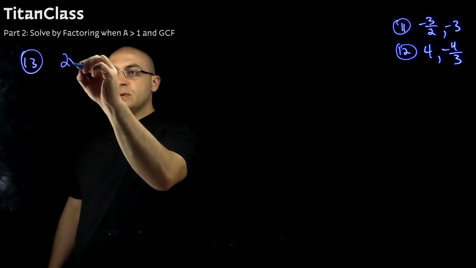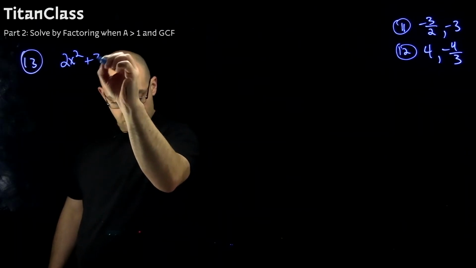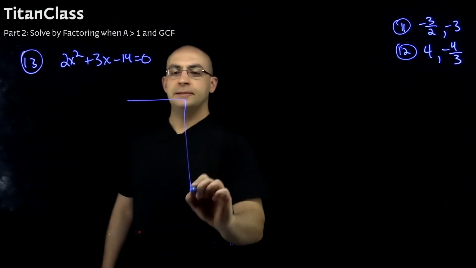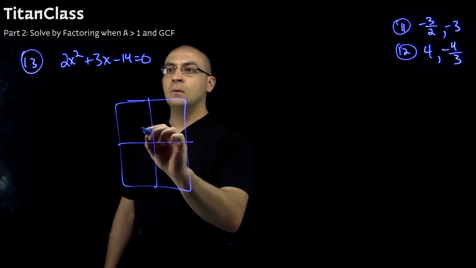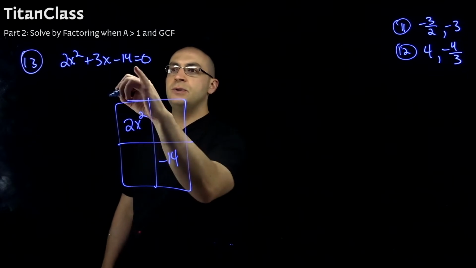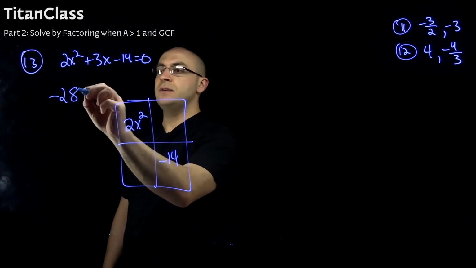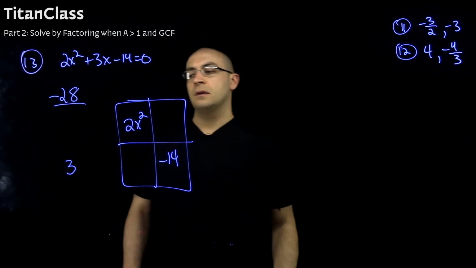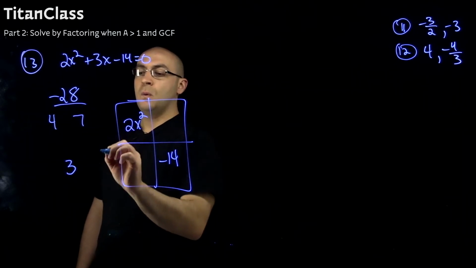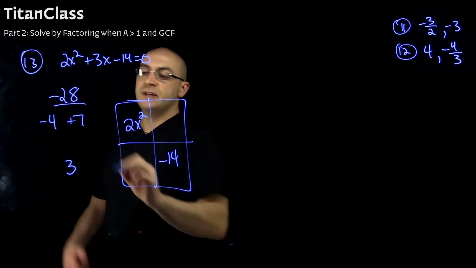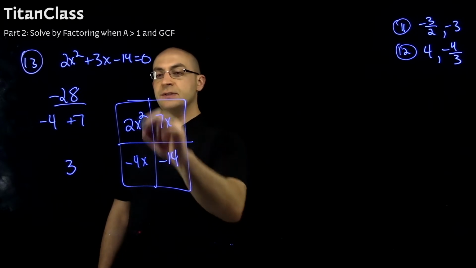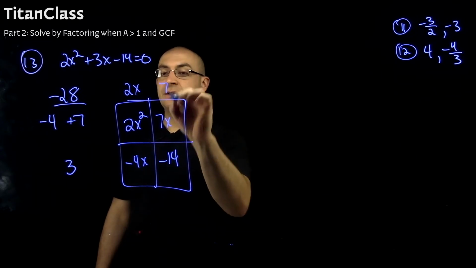Okay, 2x squared plus 3x minus 14 equals 0. All right. 2x squared, negative 14. 2 times negative 14 is negative 28 for 3. 4 and 7, right? Negative 4 and positive 7, because I'm trying to add to positive 3. So I've got a negative 4x, 7x, right? So this is going to be 2x, 7x.